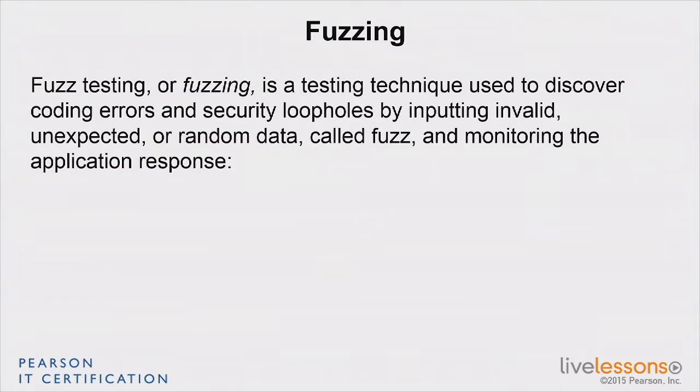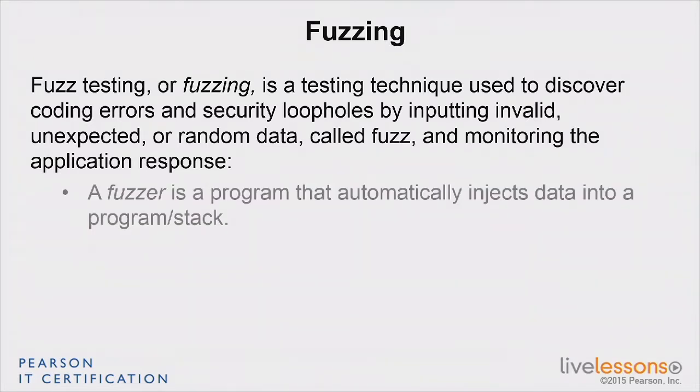So we've talked about fuzzing earlier, and just to emphasize, fuzz testing or fuzzing is a testing technique used to discover coding errors and security loopholes by inputting invalid, unexpected, or random data called fuzz and monitoring the application response. So a fuzzer is a program that automatically injects data into the programmer's stack.